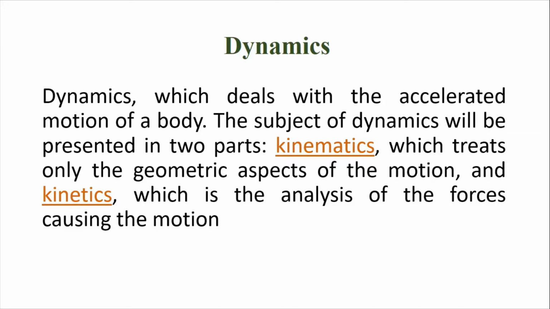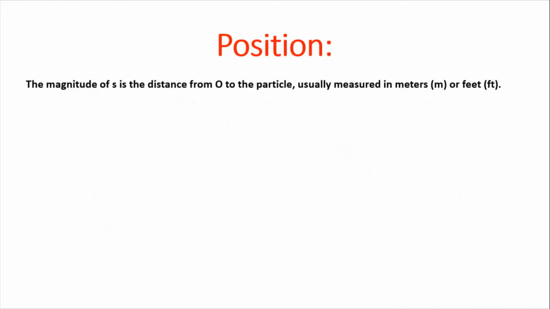So we are moving towards other definitions. That is all about dynamics. Now we are going to discuss what position is. When we check the position of any particle or body, in space or anywhere else, we must take some reference axis, that is, there must be an origin for that position. The magnitude of s is the distance from point O to the particle, usually measured in meters or feet.